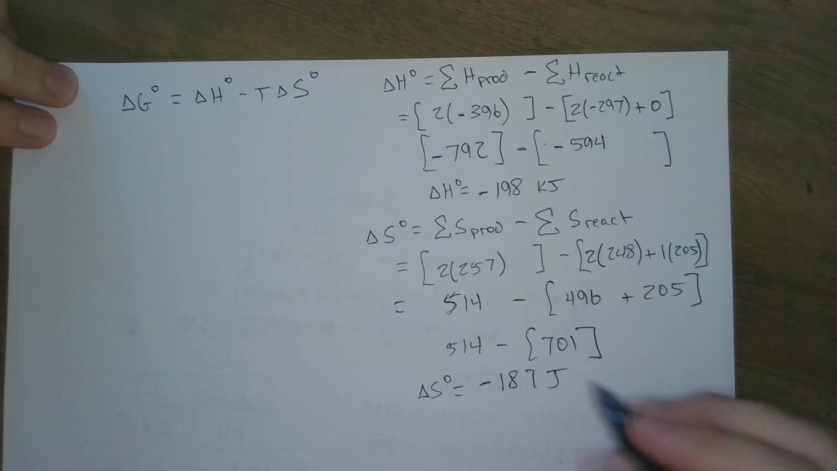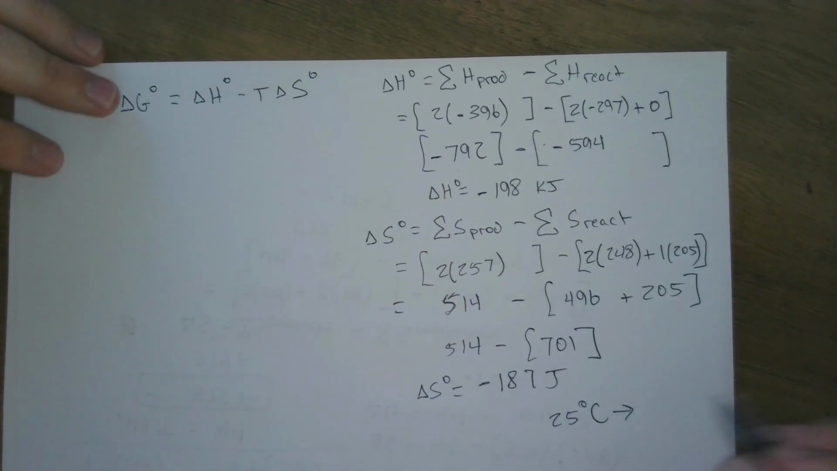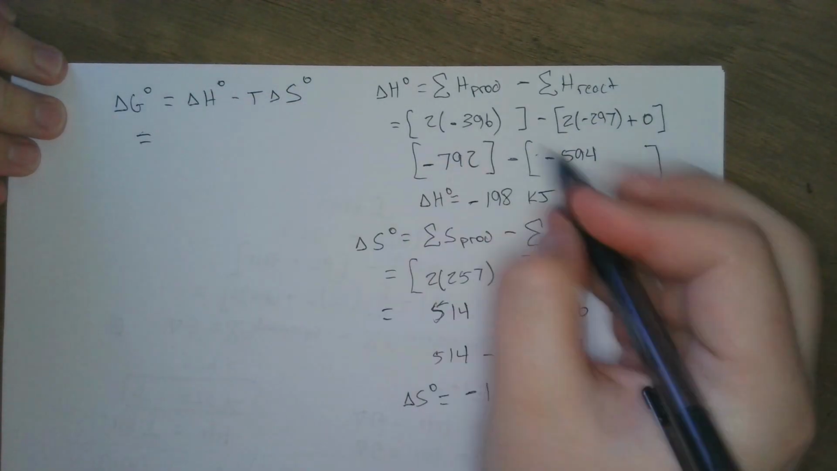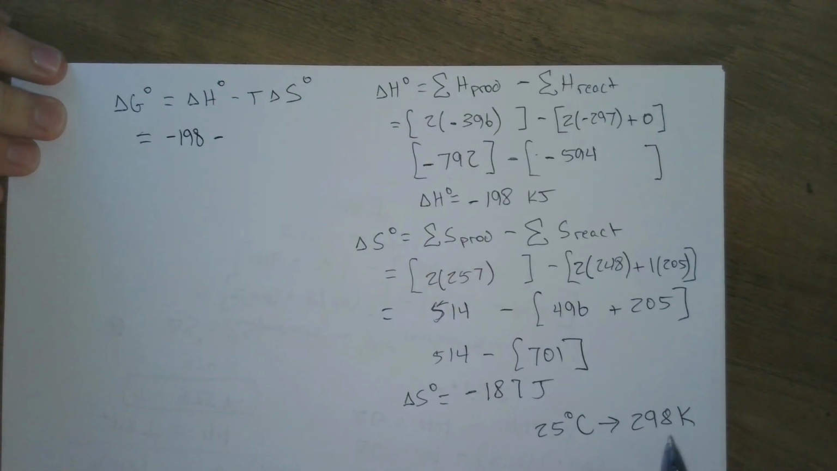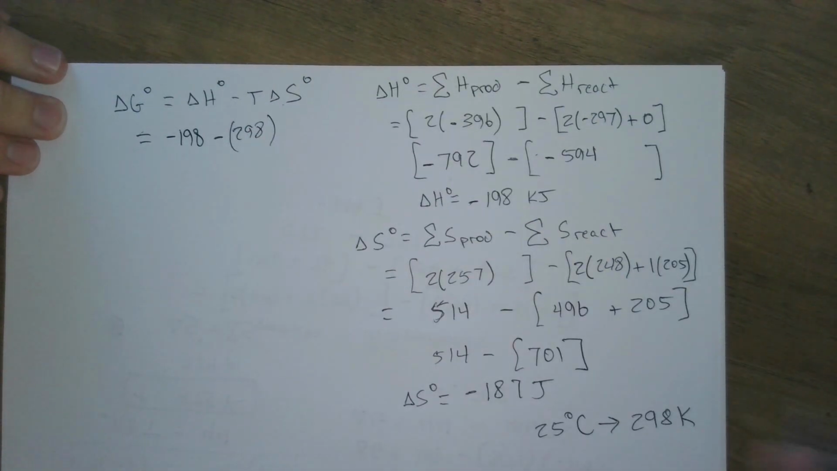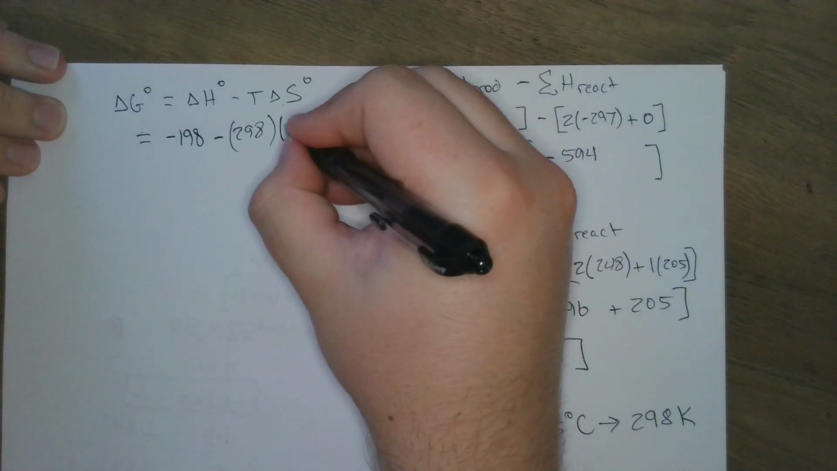We know the temperature it gave us was 25 degrees Celsius. I'm just going to make sure to bump that into Kelvin. So I'm going to add 273 to get 298 Kelvin. Now let's plug everything into here. Negative 198 kilojoules minus temperature is 298. Entropy, remember, I need to make sure I put it in kilojoules. So I'm going to divide it by 1,000. And I get negative 0.187.